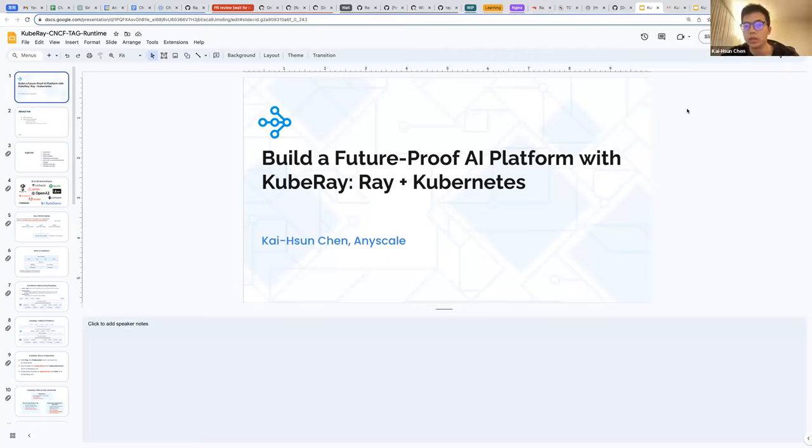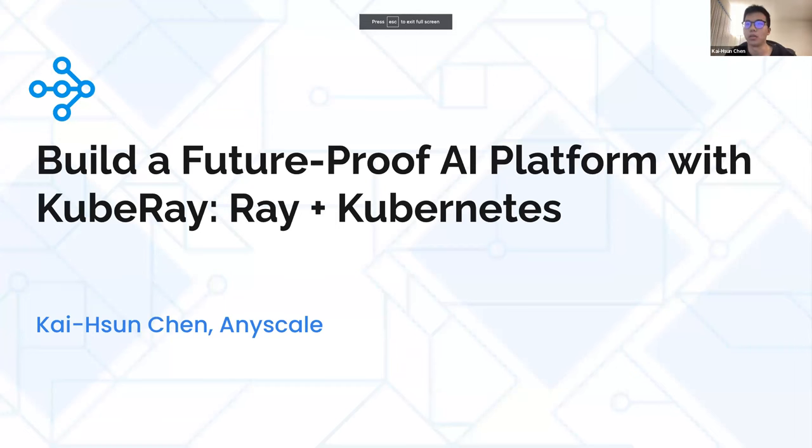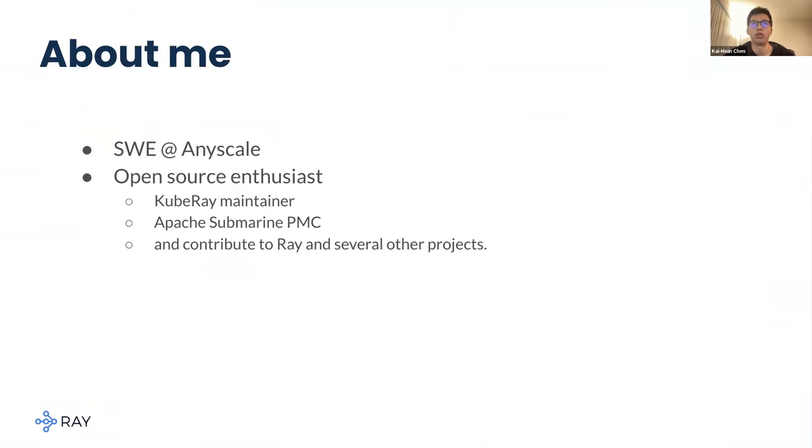Okay. Can you guys see my screen? Yep. Okay, nice. Yeah, and today's topic is how to build a future-proof AI platform with Kuberay. Kuberay is Ray on Kubernetes. And my name is Kaixin Chen. This is a very brief introduction about me. I'm a software engineer at Anyscale, and I really like open source and maintain and contribute to several projects.